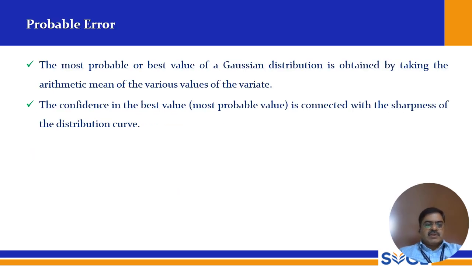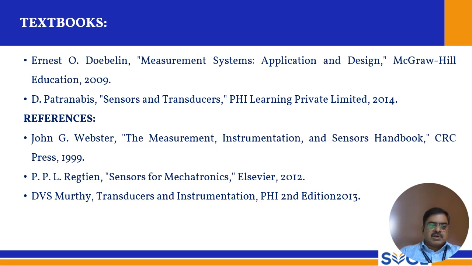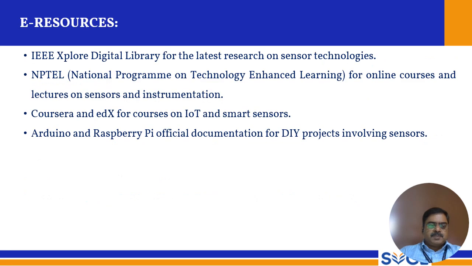Probable error: the most probable or best value of a Gaussian distribution is obtained by taking the arithmetic mean of the various values. The confidence in the best, most probable value is connected with the sharpness of the distribution curve. So this is the probable error, and the error analysis can be done in the above ways.